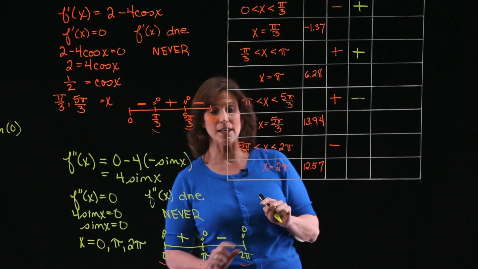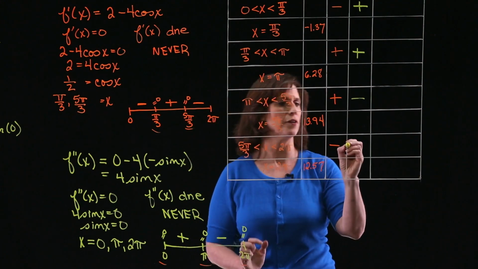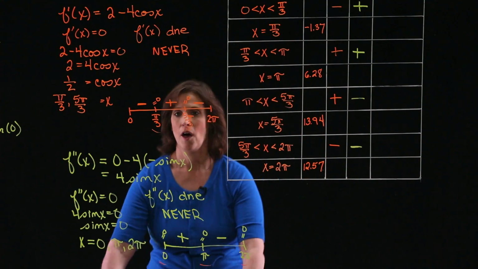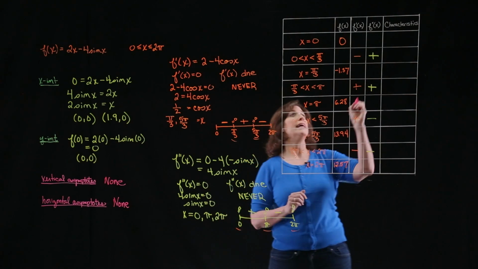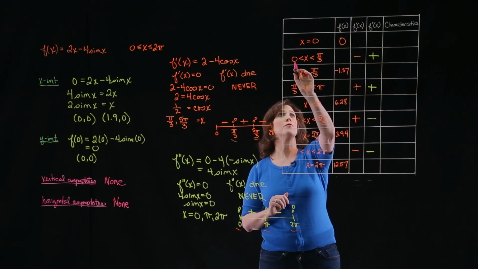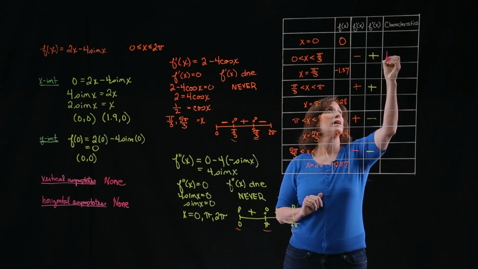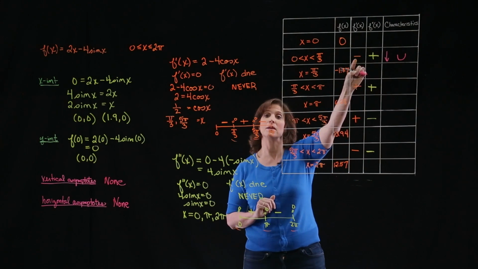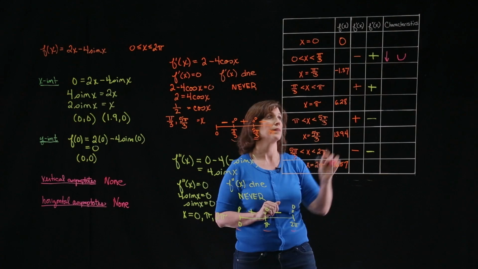The last interval to consider is 5 pi over 3 to 2 pi, which is going to fit right inside this interval, so I know that the second derivative is negative. Okay, what does this tell me? Well, it tells me that on the interval from 0 to pi over 3, my graph is decreasing and it's concave up. The first derivative tells me increasing and decreasing information.